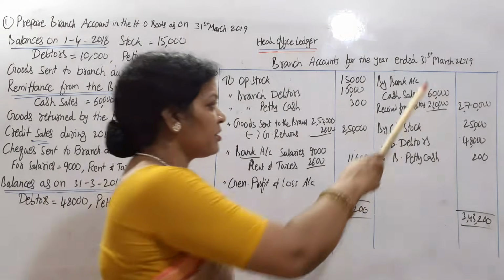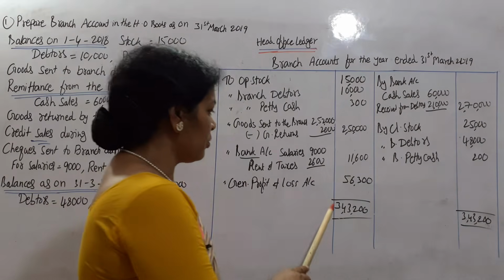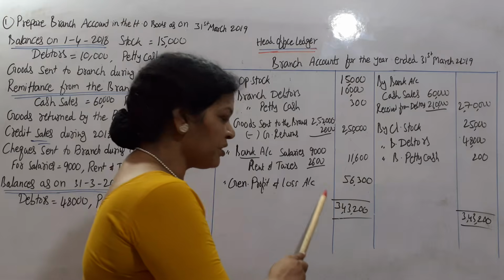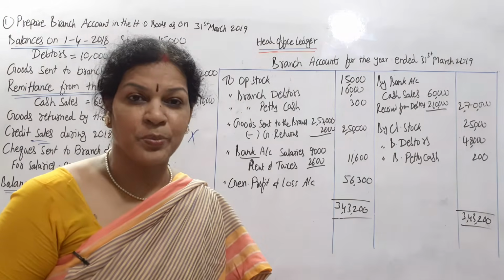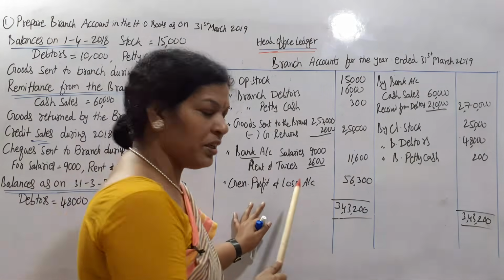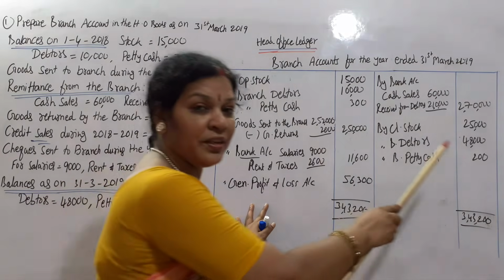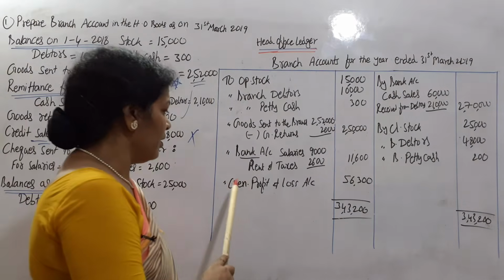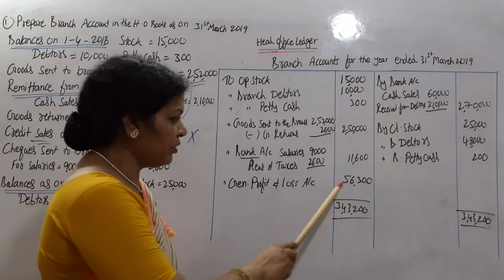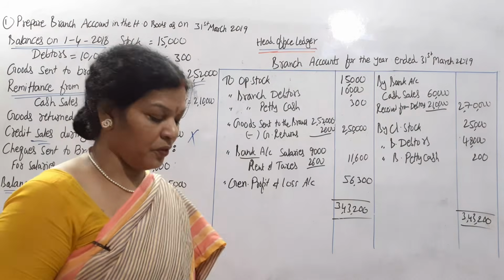When we balance this, credit side is more, so debit side is less, the balance is 56,300. This is profit. Whenever you get the balancing figure on the debit side, that is profit. If you get it on the credit side, loss. So we'll write general profit and loss account 56,300. This is profit.